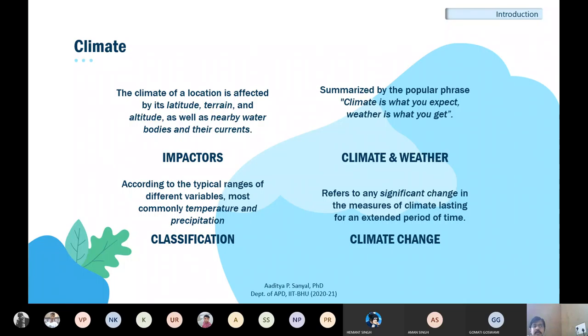Change. Any significant change in the measures of climate lasting for an extended period of time. Something we might not be discussing in great detail here, climate change. But yes, it has become a norm now. You need to consider the present weather conditions to understand what the climate currently is.